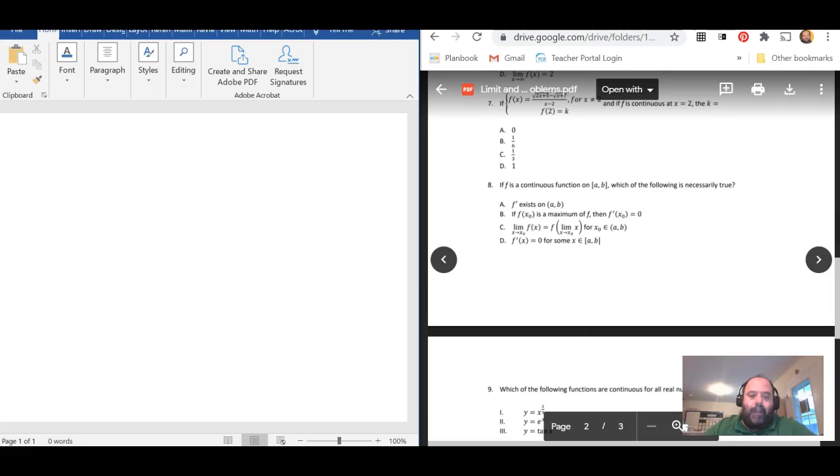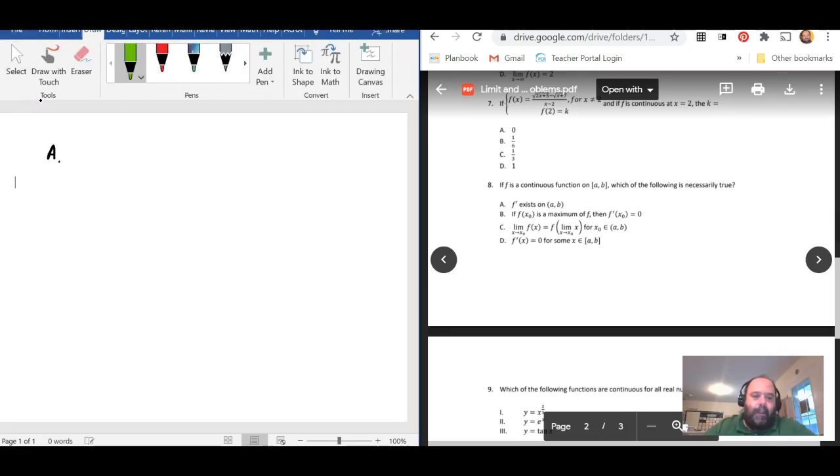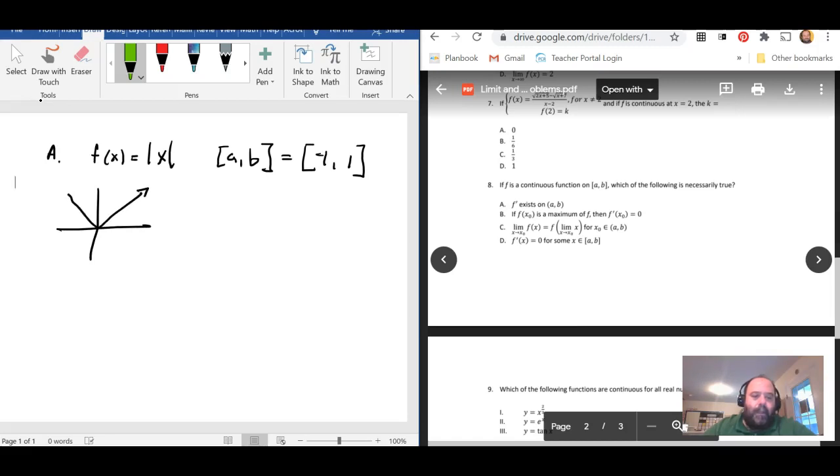So if we can find a counterexample, we've proven that it can be false, right? That's the trick. So the counterexample to A is pretty simple. If you take f of x equal to the absolute value of x, and you say that the interval AB is equal to -1, 1, then the absolute value of x looks like that guy, and I take this on the interval from -1 to 1, and my problem here is this guy.